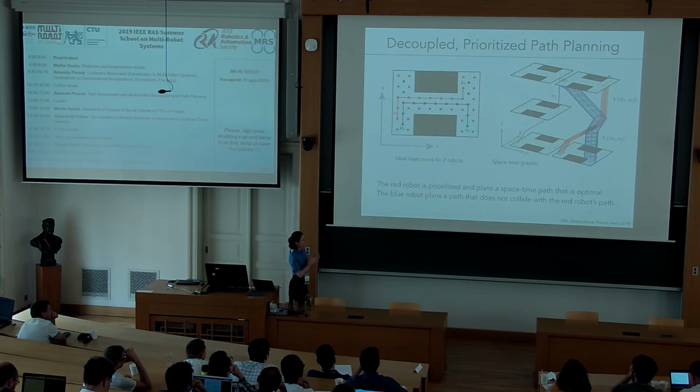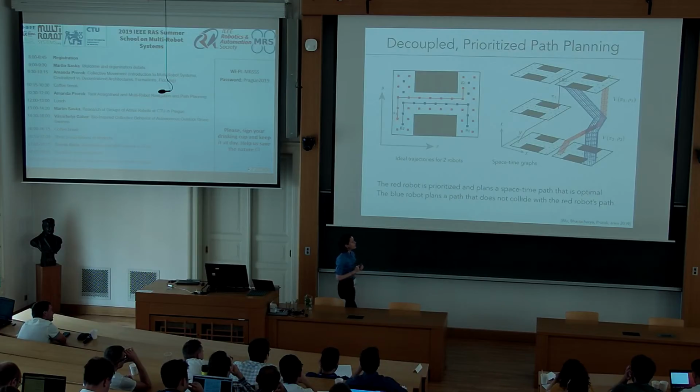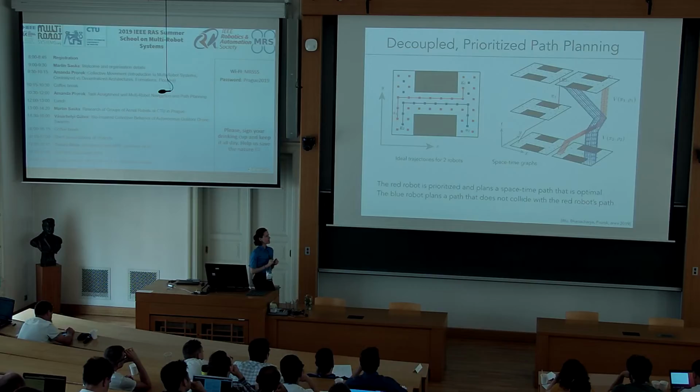So what the robots do internally, the computation that they perform, is they create this space-time graph and they try to figure out how they can get past each other so that they can each respectively find a way to get to their assigned goal locations.